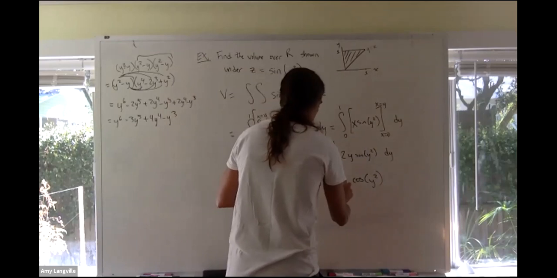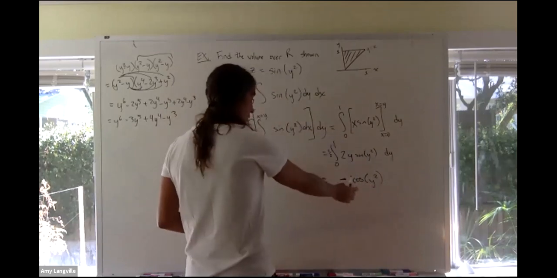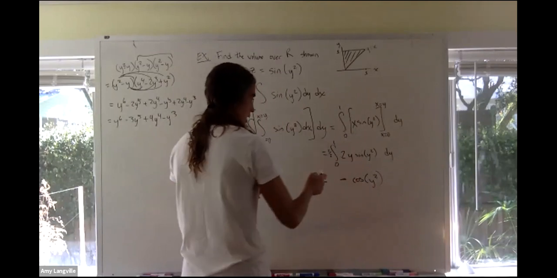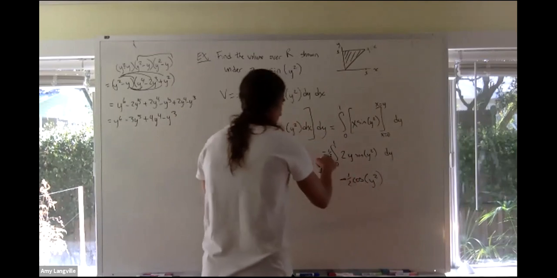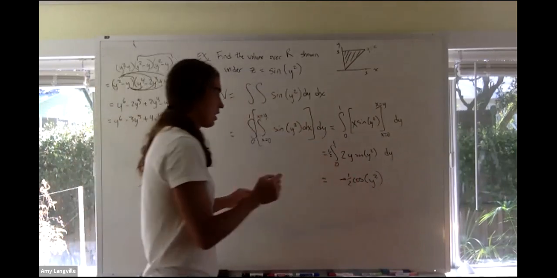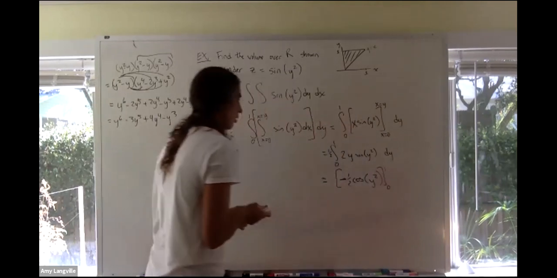So minus, because if I take the derivative, I always forget my signs, but if I take the derivative of that, I do get a minus of a minus makes the positive. Okay, and then don't forget the 1/2 out front. So minus 1/2 cosine y squared. We've done the integration.